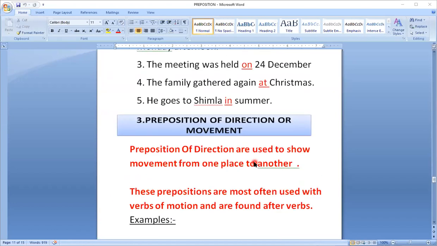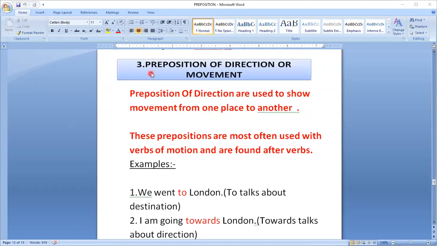Students, now let's start. The third type of preposition is here: prepositions of direction or movement. What is a preposition of direction or movement? So let's start. Students, prepositions of direction are used to show movement from one place to another. जब हमारी movement होती है एक जगह से दूसरी जगह तो हम क्या use करते हैं? Preposition of direction. Now these prepositions are most often used with verbs of motion and are found after verbs. कई बार जो preposition होती है, verbs of motion पर depend करती है, और verbs के बाद ये पाई जाती है.